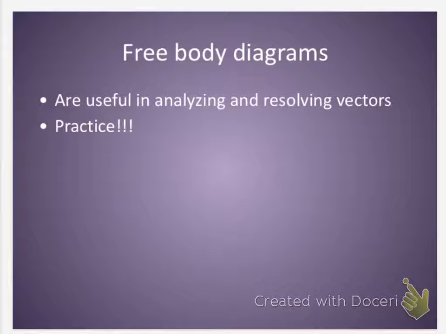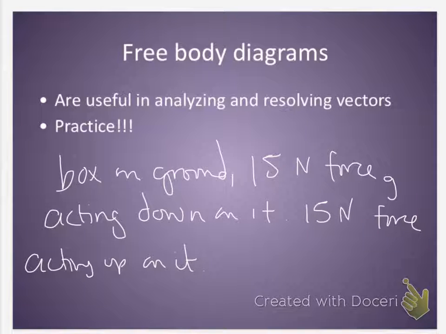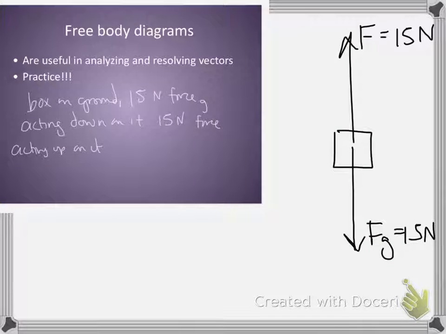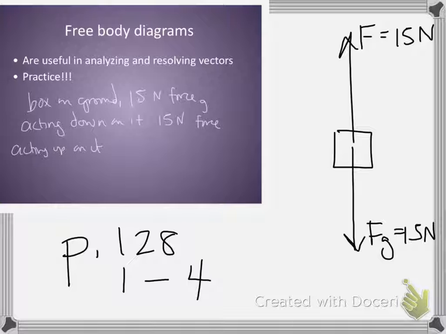Okay, I have a box sitting on the ground. So I've got a box sitting on the ground, 15 Newton force of gravity is acting down on it, and a 15 Newton force is acting up on it. Draw it. Okay, so you should have something that looks like that. The first couple problems I'm going to assign are really just practicing free body diagrams, though I promise they're a little bit more complex and interesting than that one. Okay, page 128, it's actually the section review, numbers 1 through 4. You can get started on.